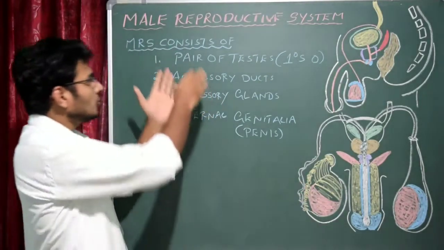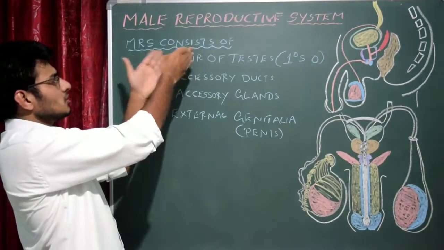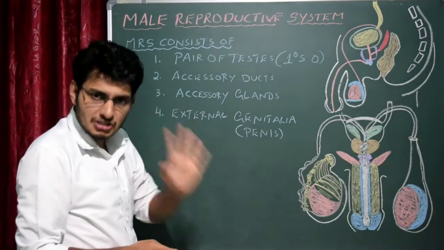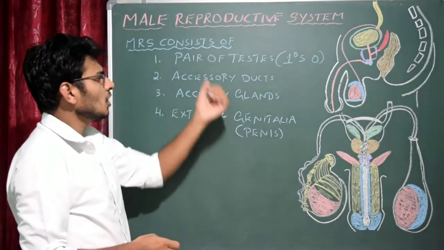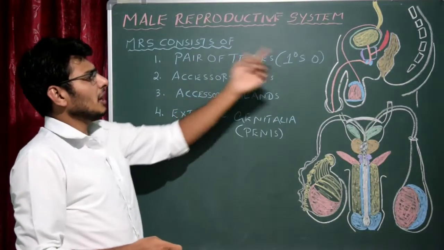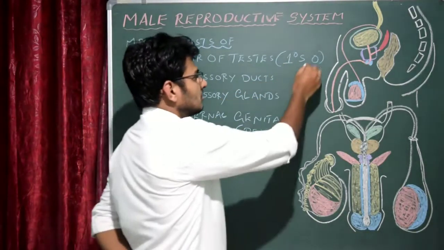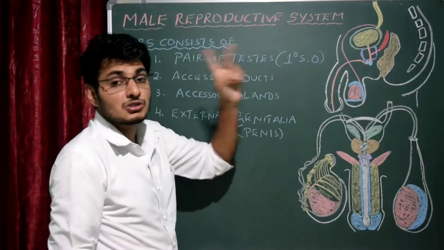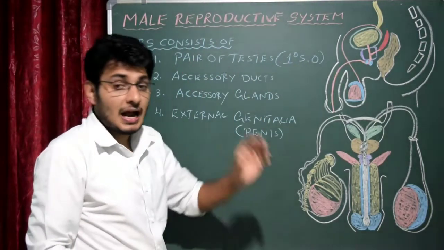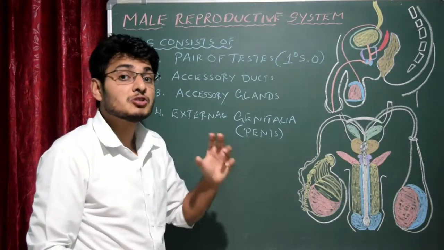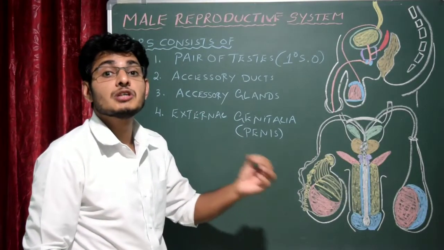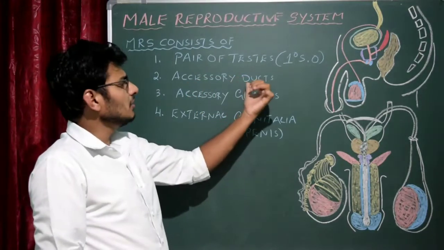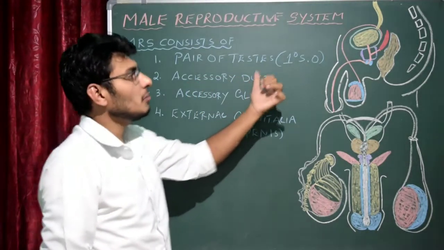Now I'm going to talk about the components. The MRS consists of mainly 4 different structures, which is very important. First are the primary sex organs. The primary sex organ is the testes. The male has a pair of testes, and the testes are the site of spermatogenesis, where sperms are produced. Then the accessory ducts. Here the meaning of duct is nothing but the pipe system.